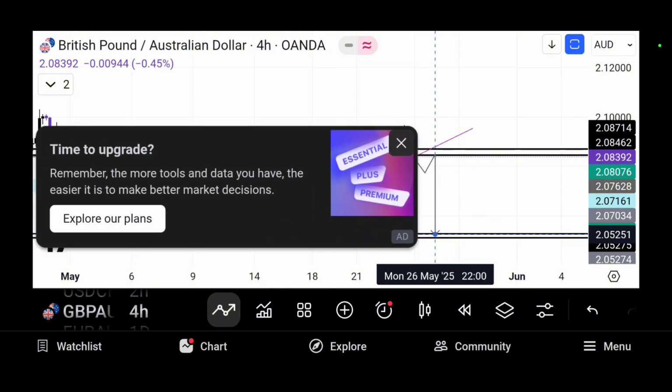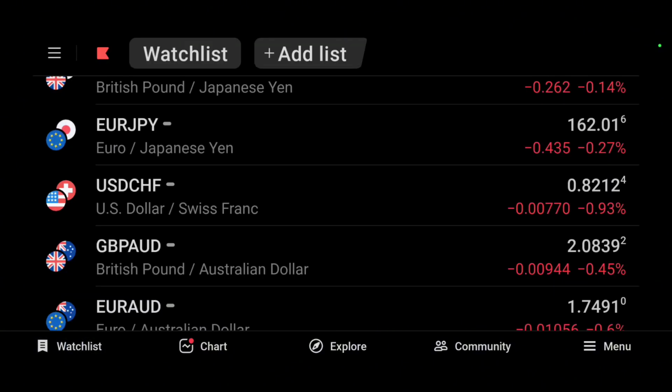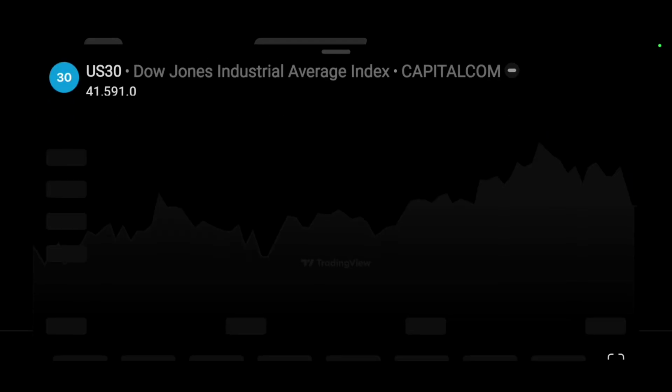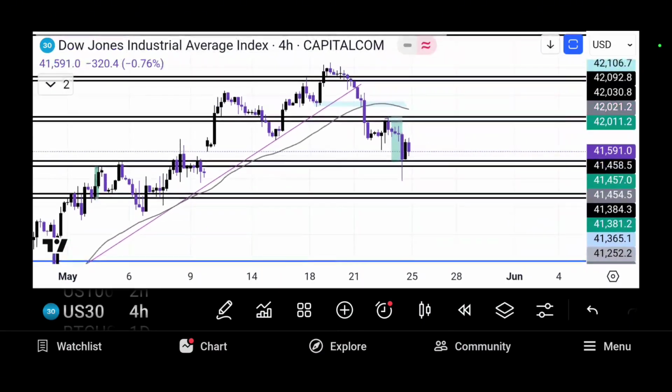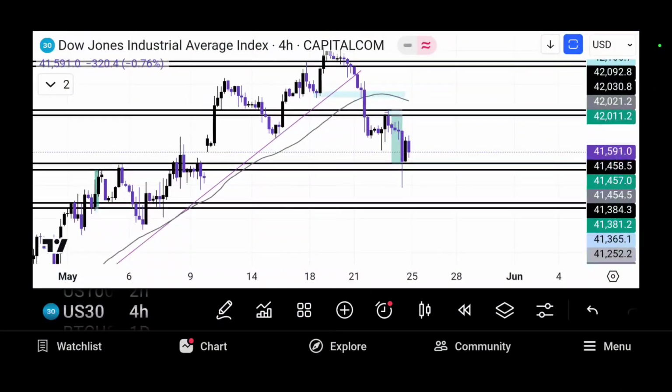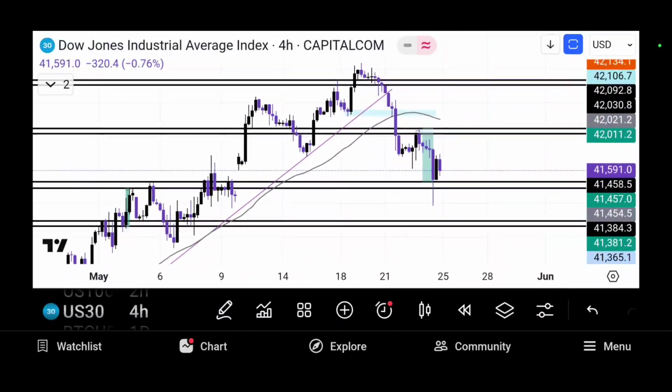So the next on my list is US30. US30 has done a lot this week. I'm recording on Saturday, so this week US30 has done a lot. It has moved a lot of pips. So maybe we will see some consolidation in the upcoming week, but we don't know.